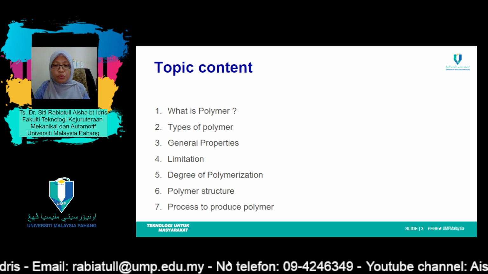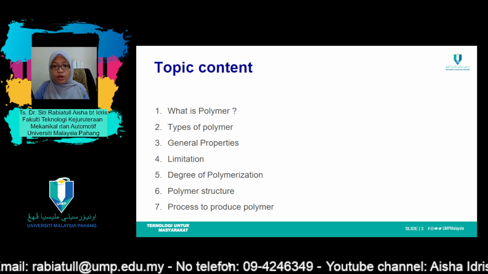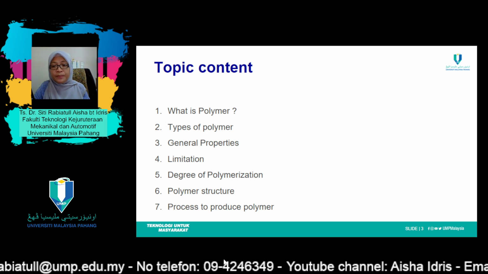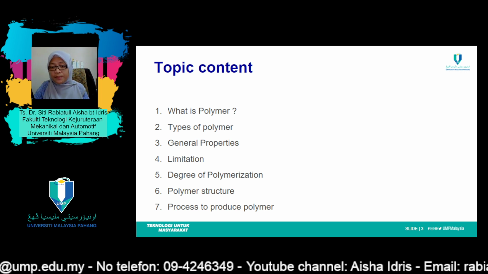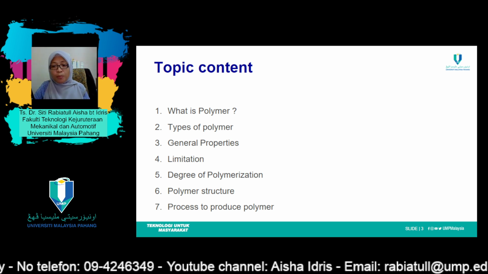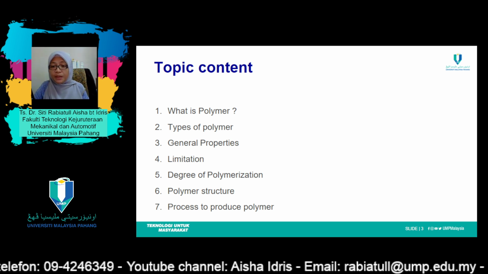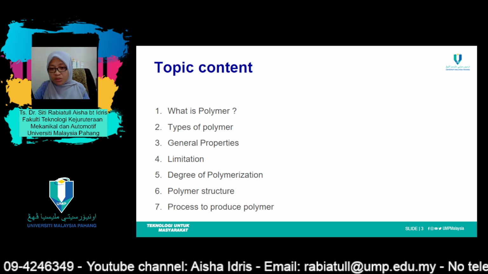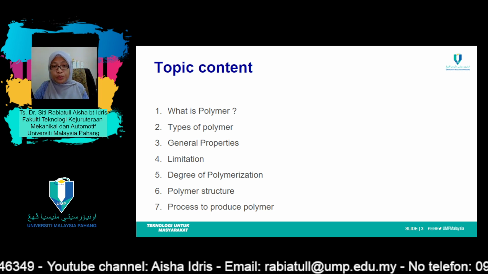Number 1, we are going to look at what a polymer is, types of polymer, general properties of the polymer, the limitations, and what the degree of polymerization or DP is. Number 6, the polymer structure as well as the process to produce polymer.